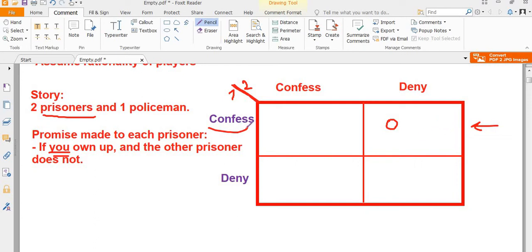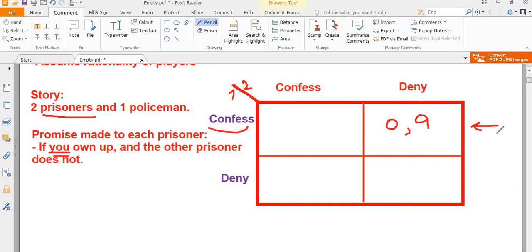So what happens is, if you confess and the other person denies, the policeman will be very happy with the first prisoner, because the first prisoner has actually confessed to his or her crime, and they actually will be let out so as to promote truthfulness and honesty. However, the other person who did not confess, that person is being dishonest. He's not being truthful. So he or she will be punished, and they'll be given, suppose, a 9-year jail time.